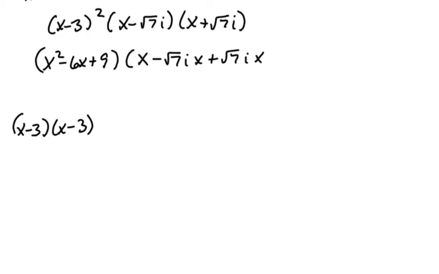So you can see how the fact that they're conjugate pairs, in the form a minus b and a plus b, the middle term cancels out and that gets rid of the imaginary part.